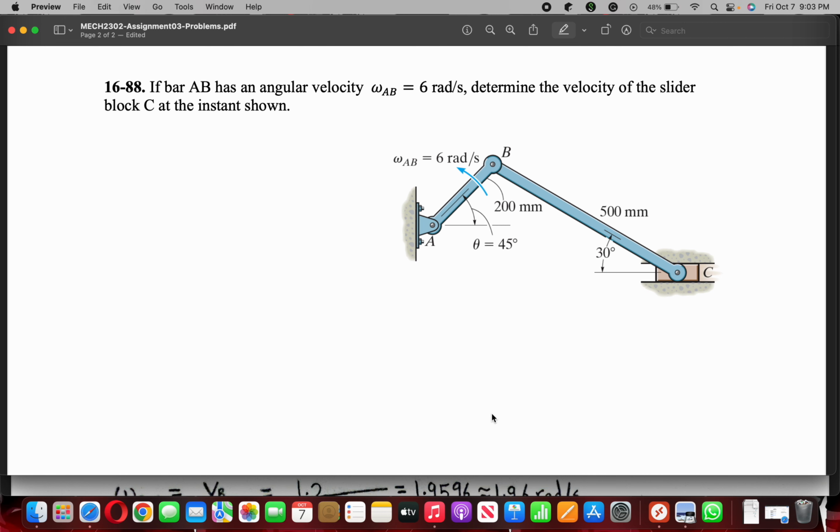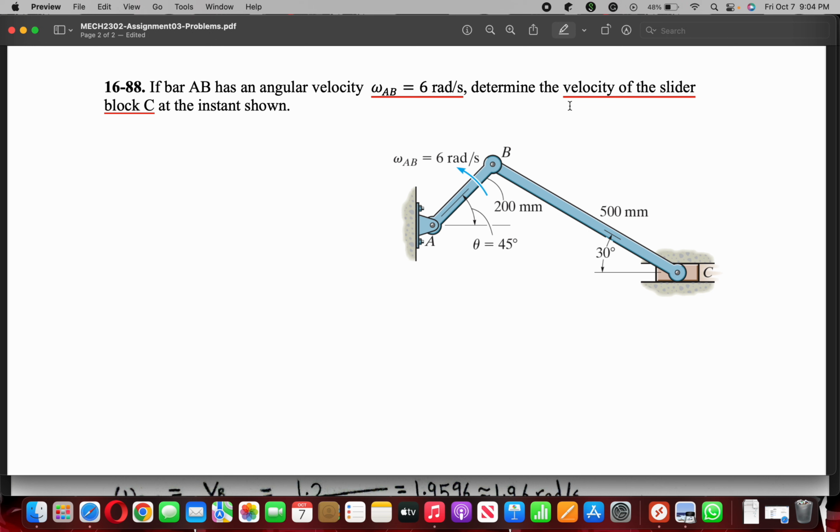Third question, 16-88. It says if bar AB has an angular velocity of 6 radian per second, determine the velocity of the slider at block C. So we are given the angular velocity of this bar, which is 6 radian per second, and the direction on the diagram shows that it is in counterclockwise direction.